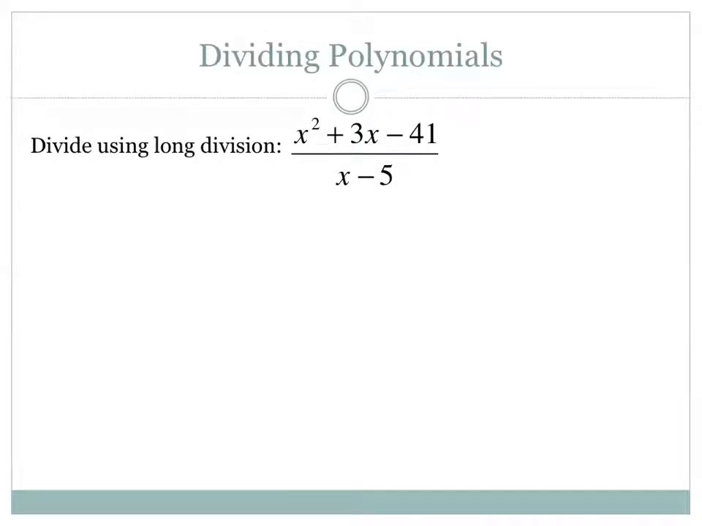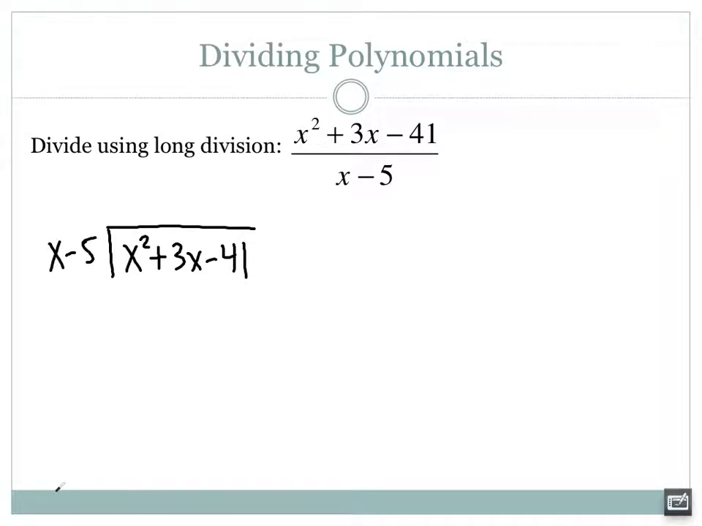Now we're going to divide polynomials using long division. So first thing, that x squared add 3x subtract 41 goes in the box. x subtract 5 goes outside the box. Inside the box, you have to go in decreasing order of exponents. So here we have x squared, x, and then our constant. Always has to be decreasing.